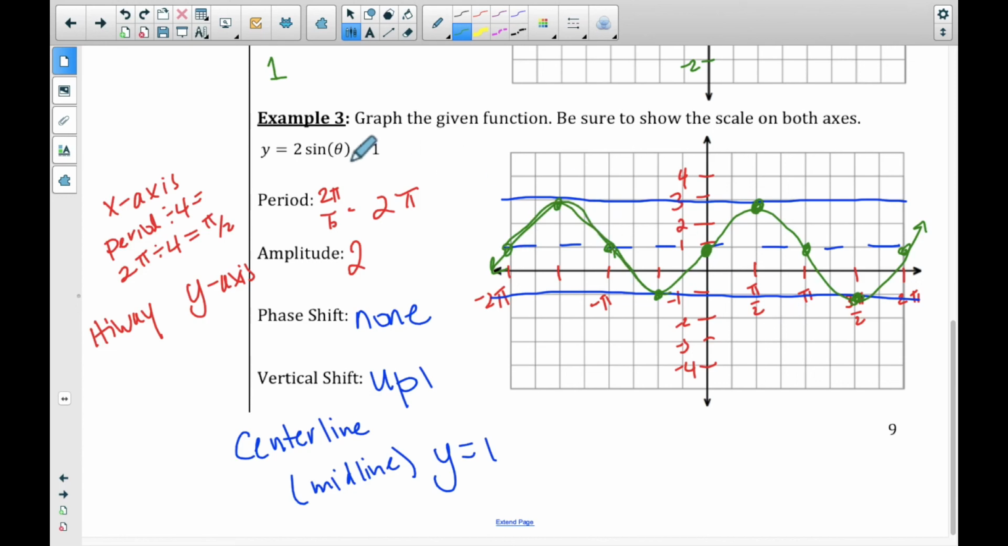Main thing here, it was shifted up 1 unit. And because of that, it had an amplitude of 2. And so that 2 and the 1 together made it go up to 3 and down to negative 1.